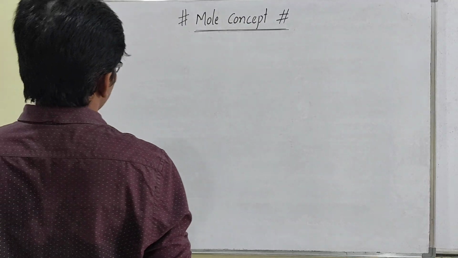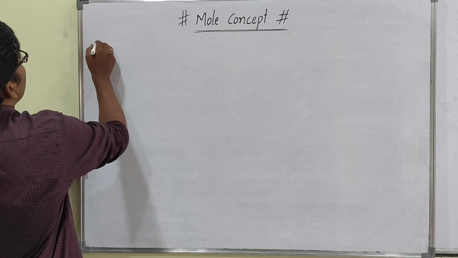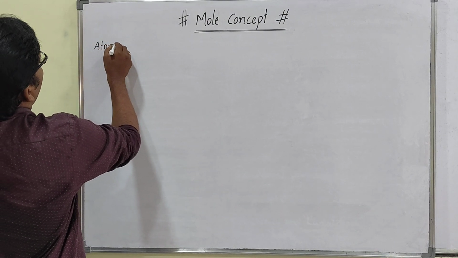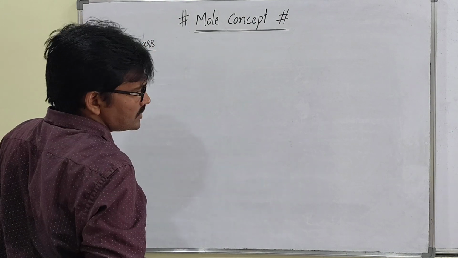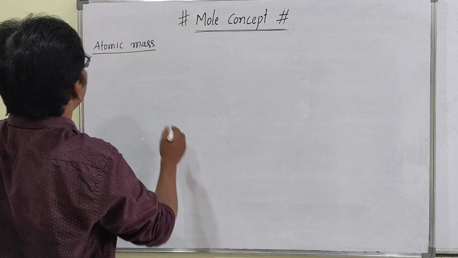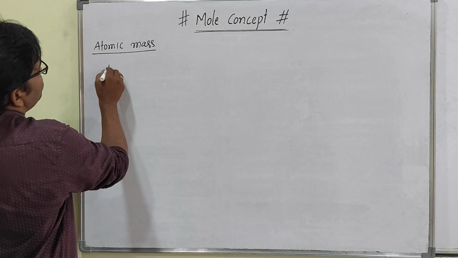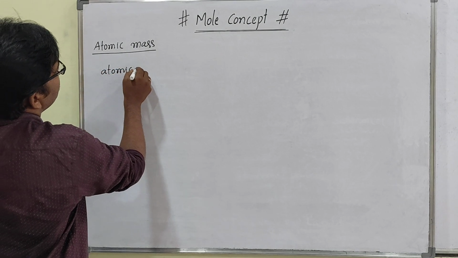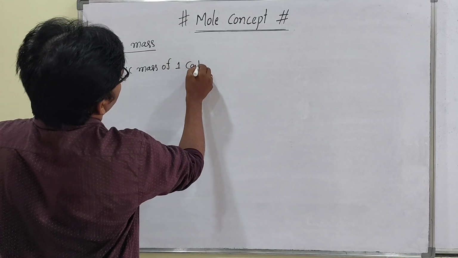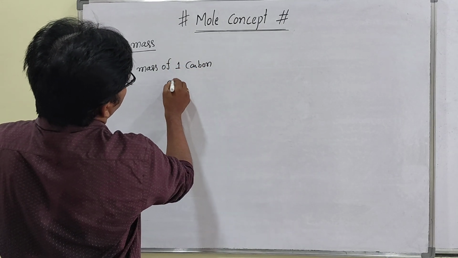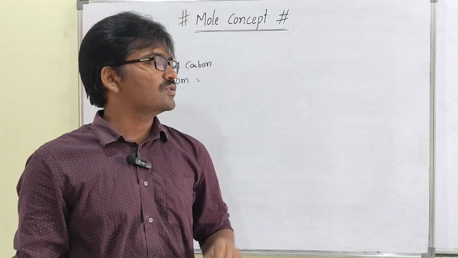So first of all, we are taking atomic mass. Sir, atomic, for example, nenu carbon atomic mass find out cheyali. Sir, atomic mass of one carbon atom. Observe it carefully. What we are taking, only one carbon atom atomic mass find out cheyali.